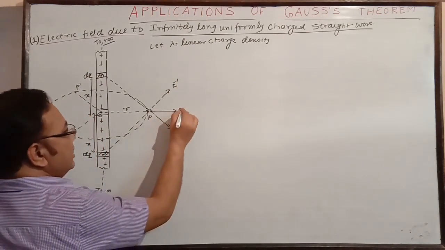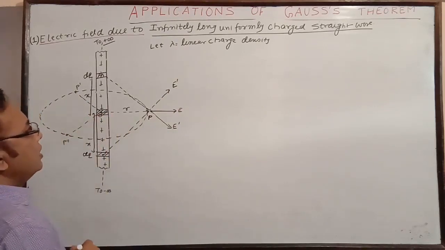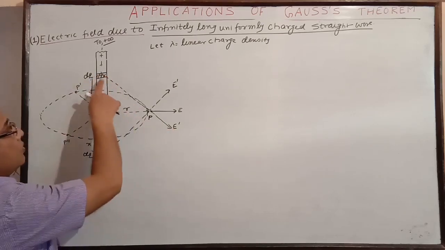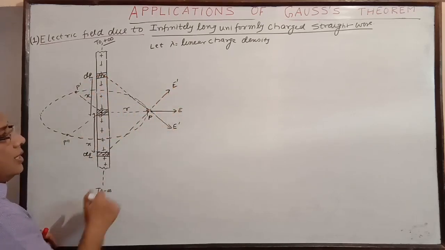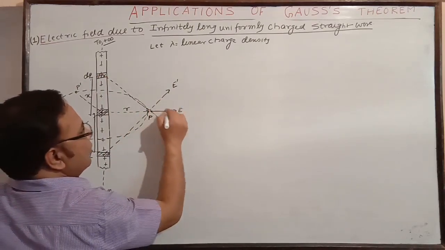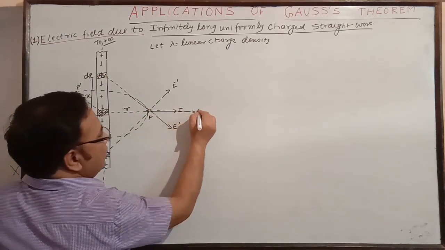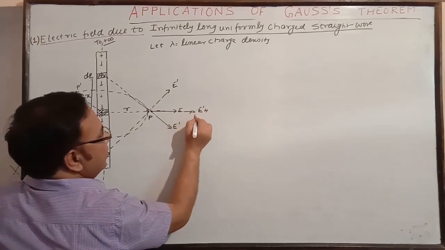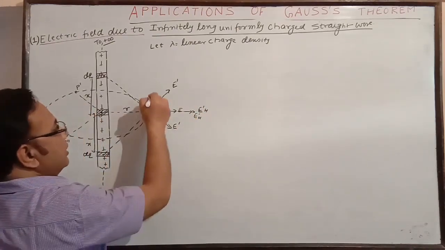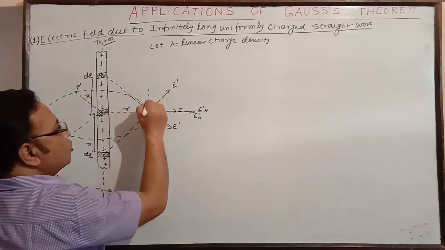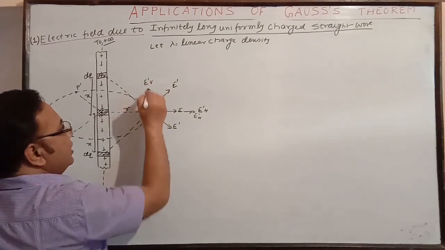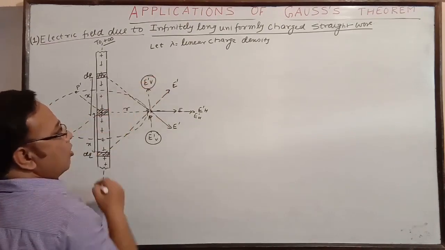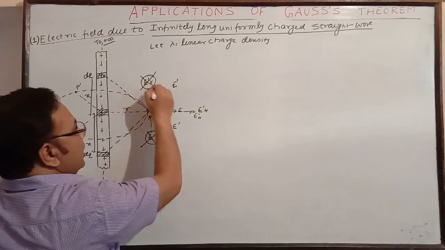This electric field E dash is due to this element, and the other E dash is due to this one. Now if you take the components, then one component of E dash, E dash H, is along horizontal. So E dash H due to the first, and E dash H due to the second. And their vertical components also have equal magnitude, E dash V and E dash V. These two E dash V are of same magnitude, so these two are going to cancel out.